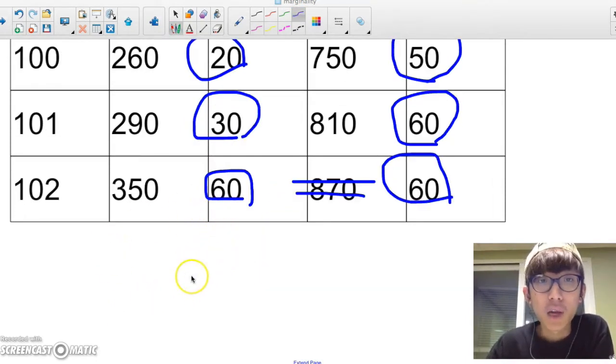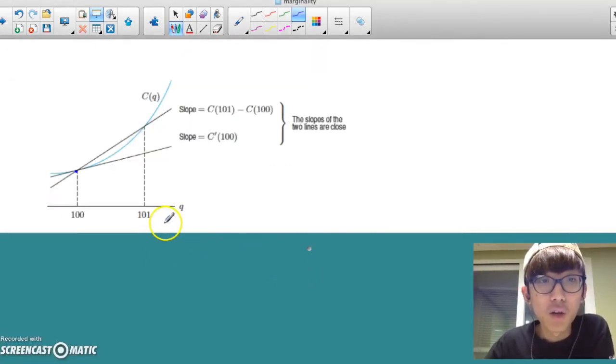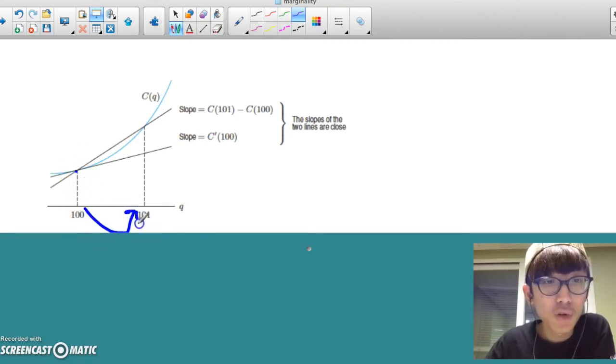So now that we looked at the concept of marginality numerically, let's look at it graphically. Looking at this graph, this is the additional cost that's used to produce one more unit, from 100 units to 101 units. And this slope, which is C101 minus C100 over 101 minus 100, which is 1, equals the average rate of change, and this represents marginal cost.